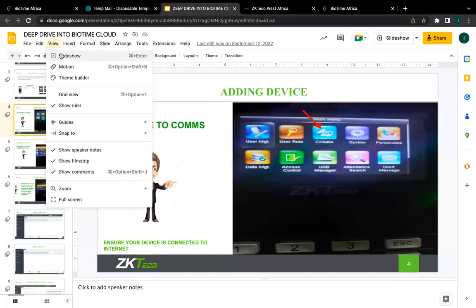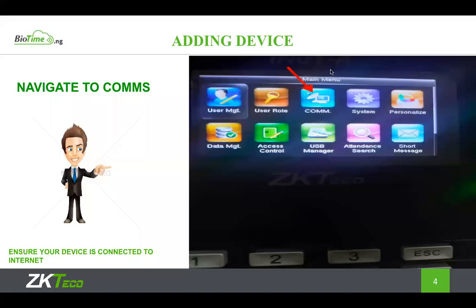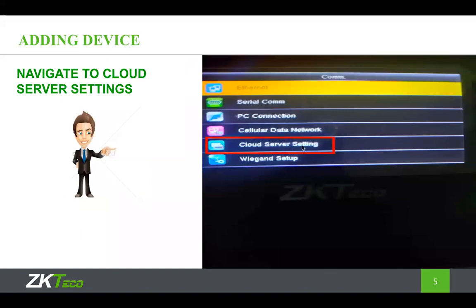See the software. So when you go to the menu, you go to comms. When you go to comms, you go to cloud server settings. The cloud server setting is what enables the HTTPS or HTTP interaction between a particular server and the particular devices you are going to sync with that server.